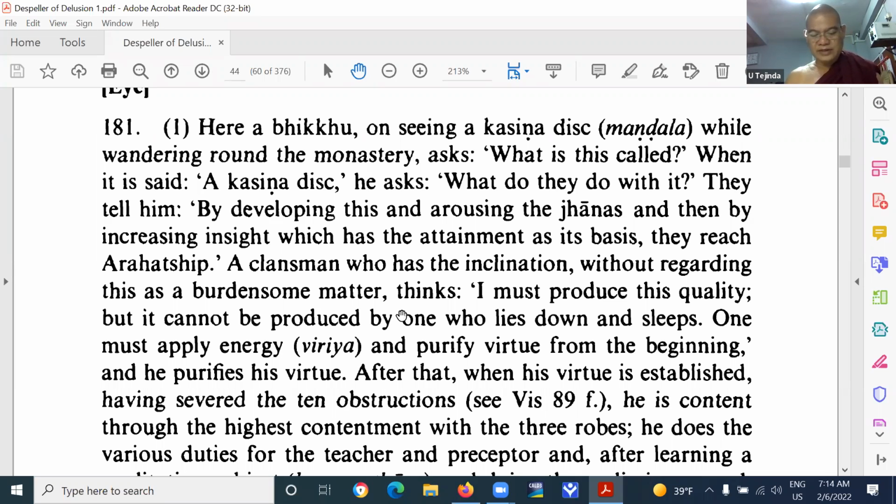Here, he thinks, I must produce this quality. I also should do that. I should have the path and fruit. But it is not possible by sleeping, by lying around. Without using effort, without trying hard, it is not possible to attain it.